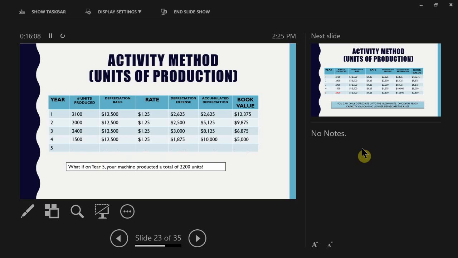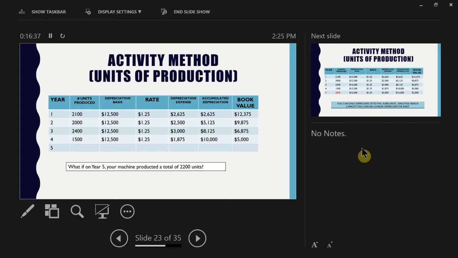Now what happens if I decided to go beyond the 5 years, or on year 5, the machine produced a total of 200 units? What happens if I were to do that? If you can, go ahead and recalculate it. Yes, you have to recalculate it.